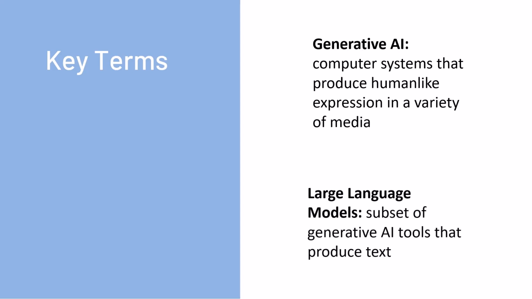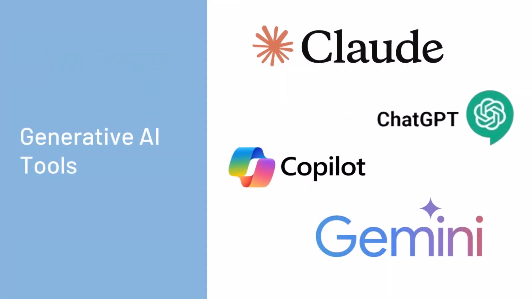When we say large language model, we are discussing a subset of generative AI tools that specifically produce text. Many popular generative AI tools are large language models, such as ChatGPT and Claude. These tools require users to input a prompt that tells the tool what to produce. The tool then draws from a massive dataset of text from across the internet, including the good, the bad, and the ugly, and generates an output in your specified format.